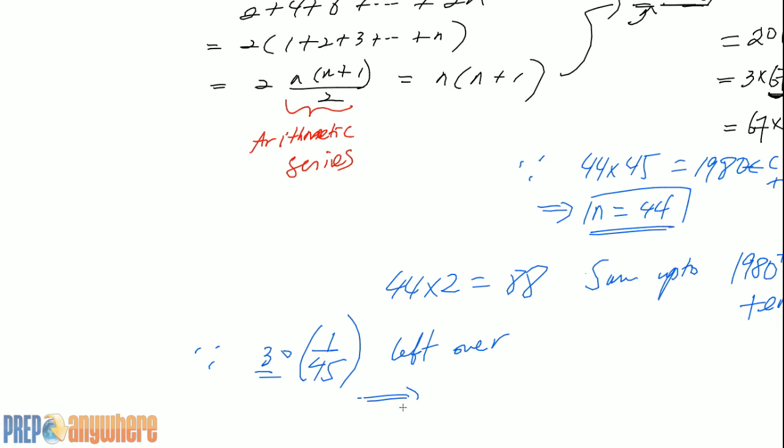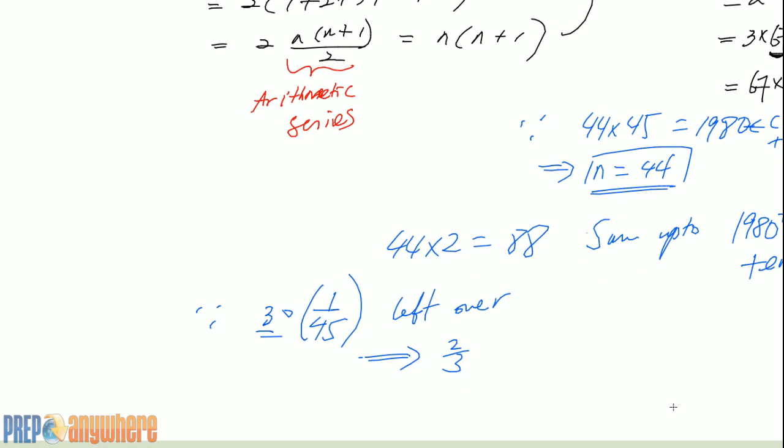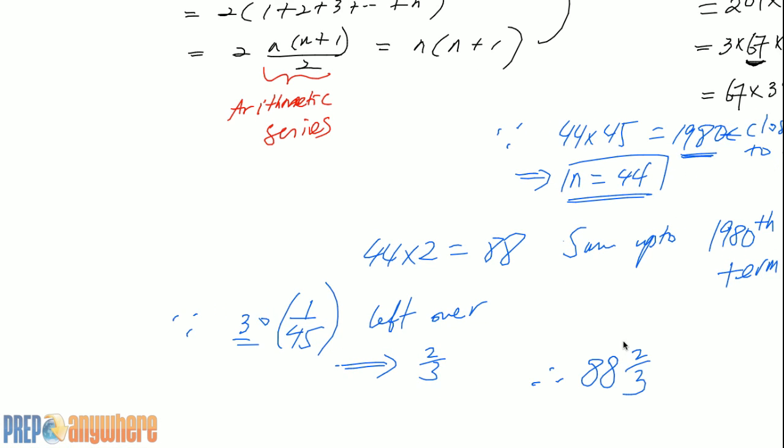Okay, which means this is exactly 2 over 3, right? Okay, so the sum, 88 and 2 over 3, gives you that number.